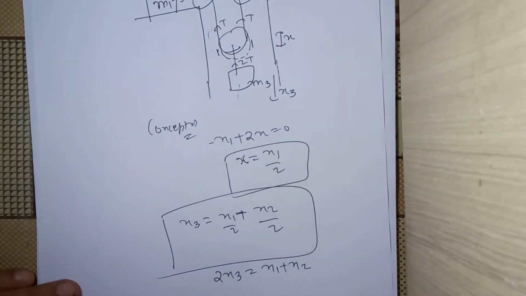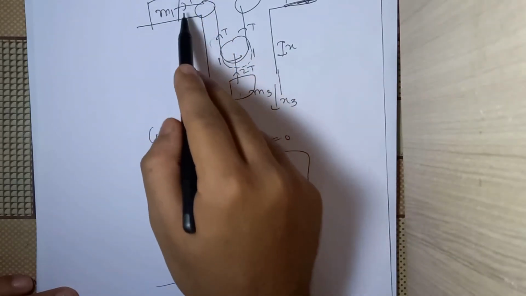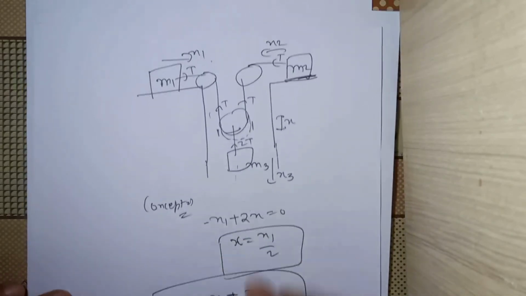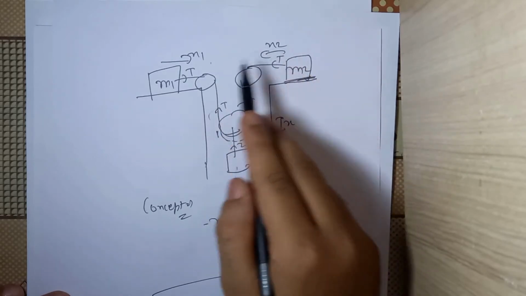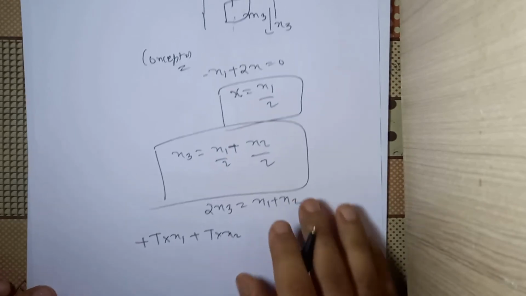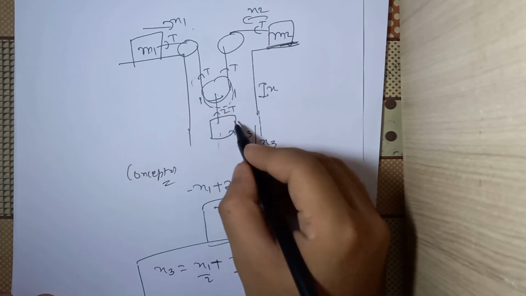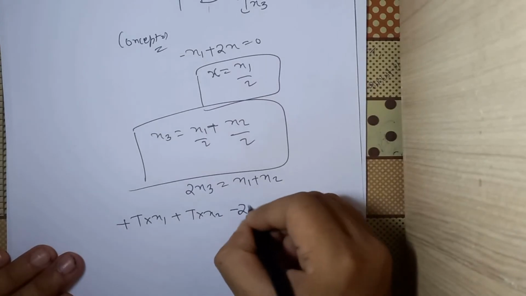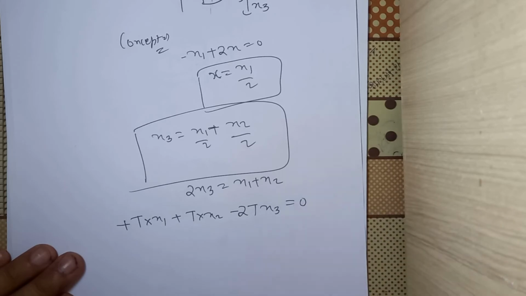So now you can directly write for mass m1, T is in this direction and x1 is also in this direction. Because they are in the same direction, I will write plus T into x1. For m2, T is in the left direction and the motion is also assumed to be in the left direction, so you will write plus T into x2. Finally, for the mass m3, the 2T tension is upwards, but the motion is downwards. So you will write minus 2T into x3, and this is the net work done by all the tension forces, and this has to be 0.